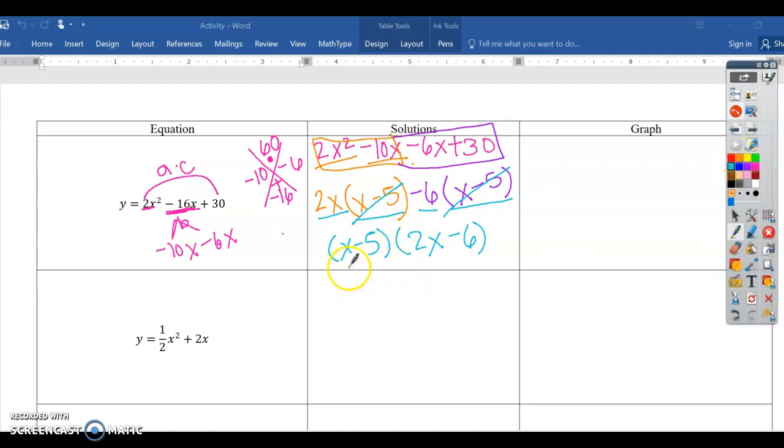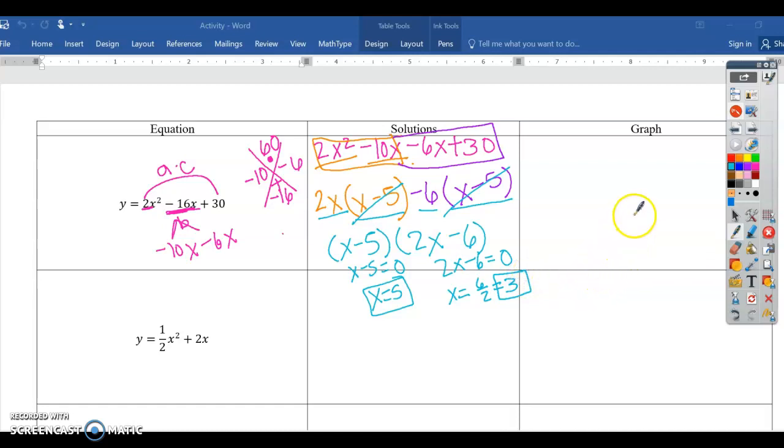Okay, now all you're going to do is set both of these factors equal to 0 and solve. So x minus 5 equals 0, x equals 5. 2x minus 6 is equal to 0. And x should be 6 over 2, which is a positive 3. So x equals 5, x equals 3.